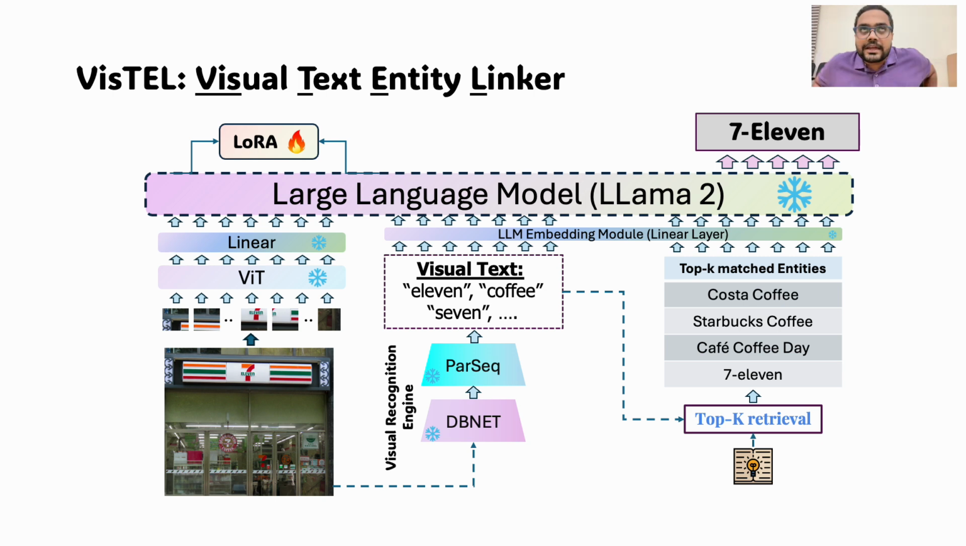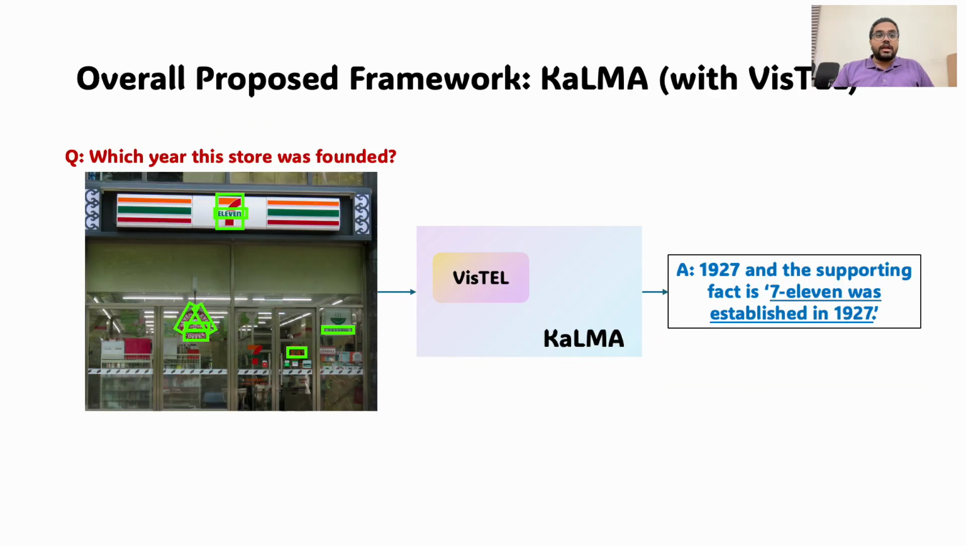So we have seen in some examples, it can also be seen that even if the top K matched entities do not contain the correct entity, the large language model is capable of generating the correct entity as well, even though it is not present in the top five, owing to the capabilities of these LMMs, right? So here is an overview of our proposed framework, KaLMA.